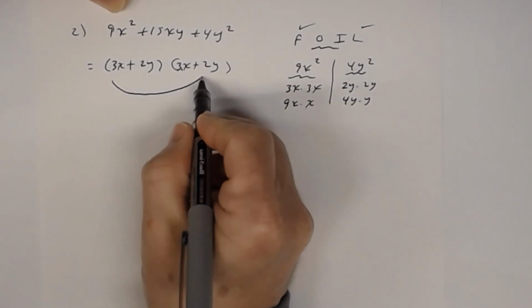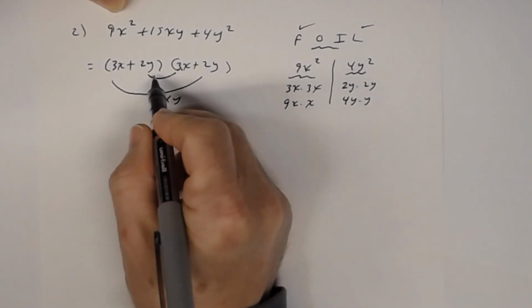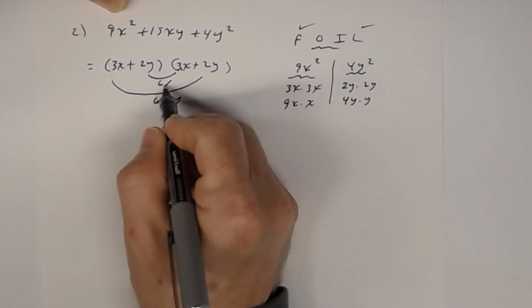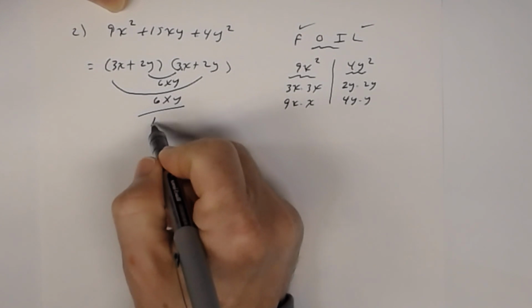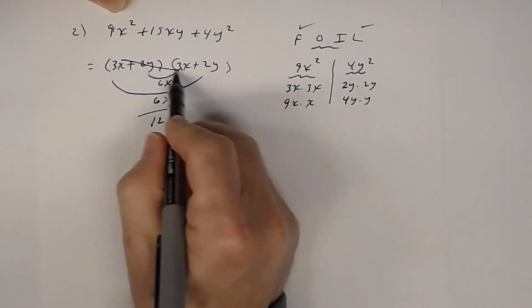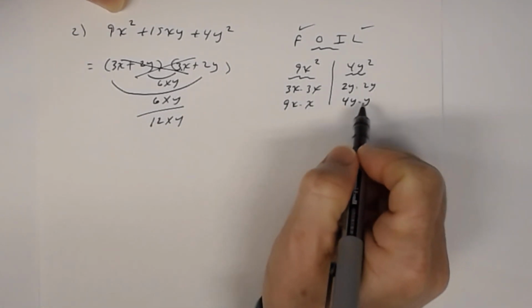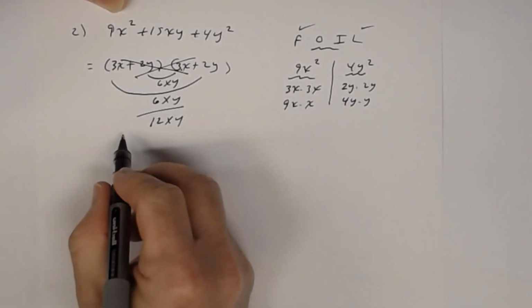The outer, 3x times 2y is 6xy. The inner, 2y times 3x is 6xy also. And when I add them up, I get 12xy, but that is not what I wanted. So that did not work. So instead of trying 2y and 2y, let's try 4y and y. Let's see if that works.